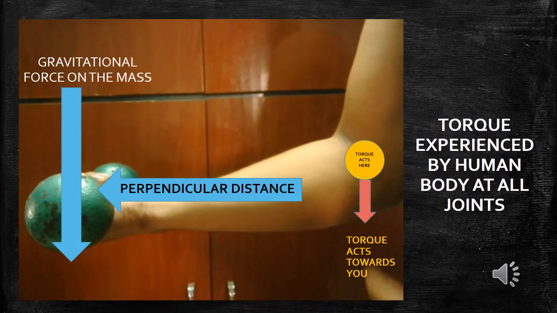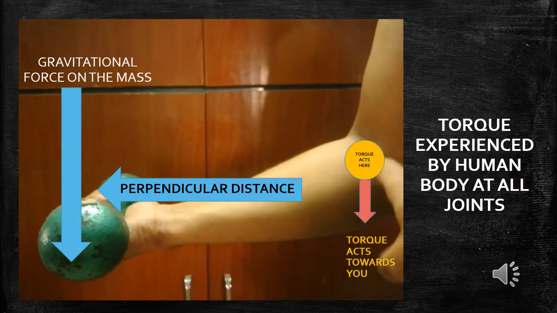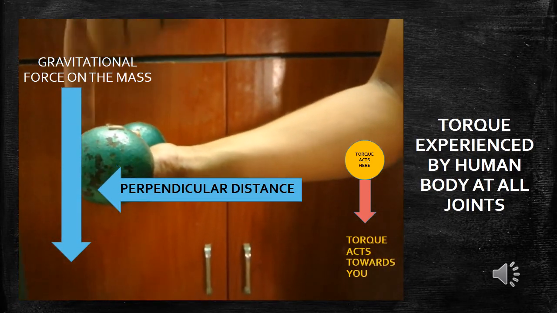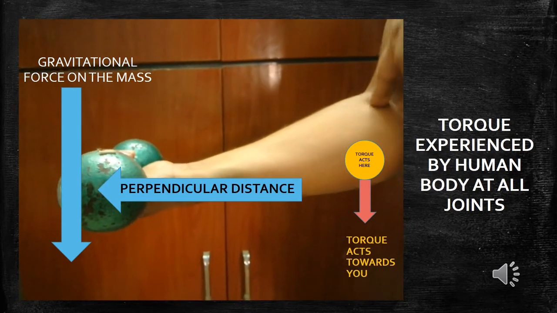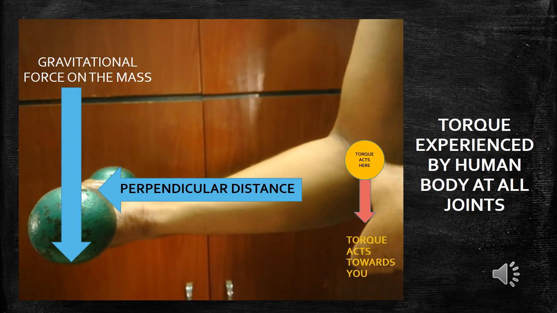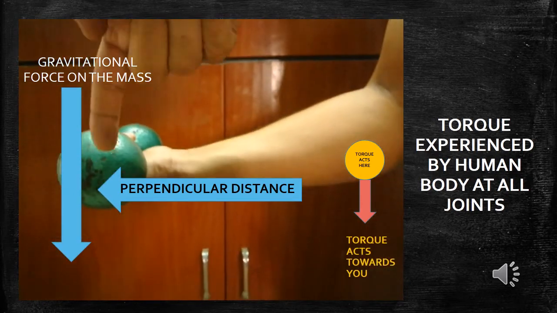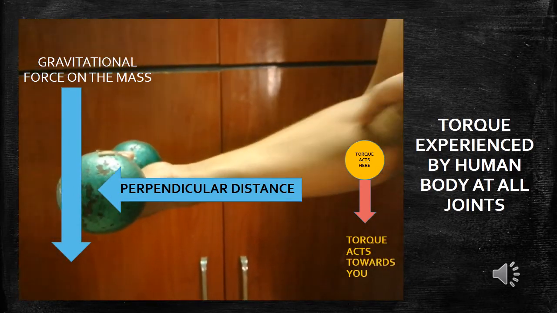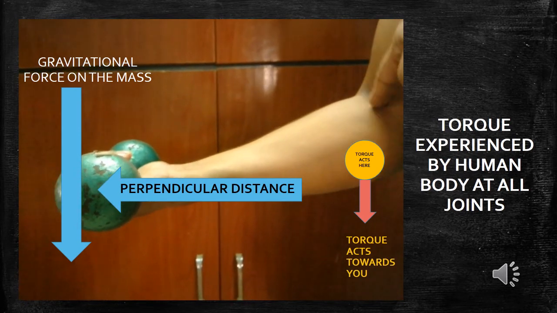Even in the human body, we are able to experience the torque. Whenever we lift any load in our hands, that load will be pulled by the gravitational force. In the video, look at the load experiencing the gravitational pull acting in the downward direction. So force is acting in the downward direction, and we are lifting the load now. That arm will act as the perpendicular distance.